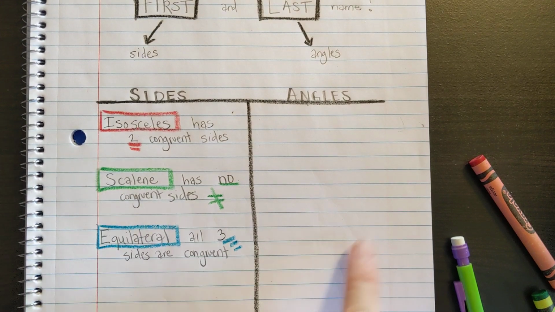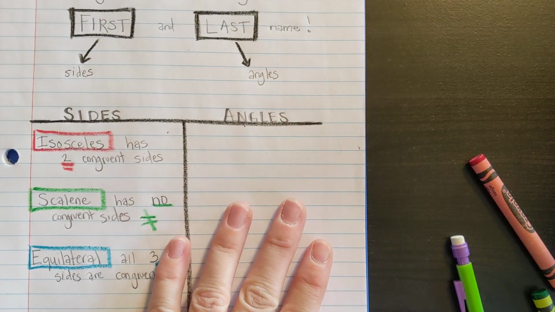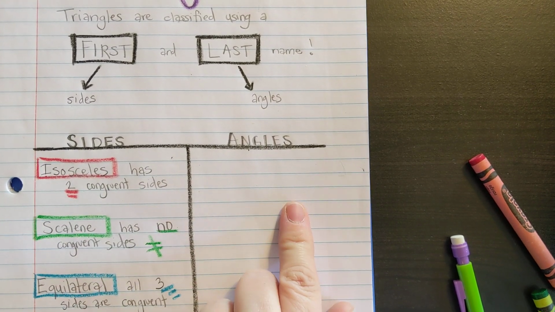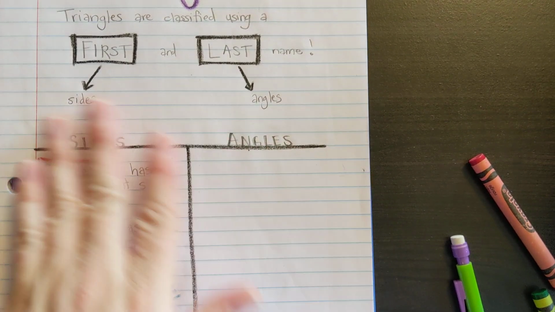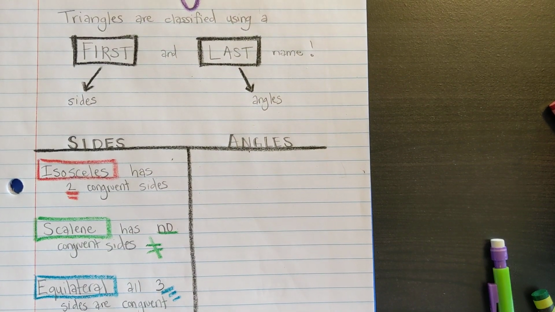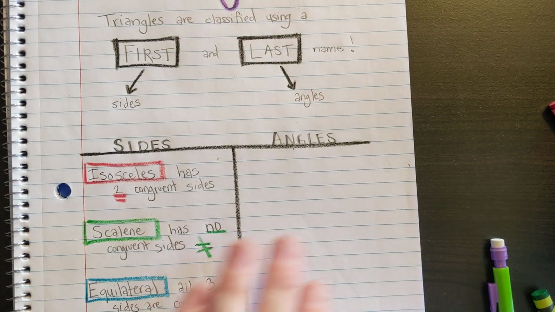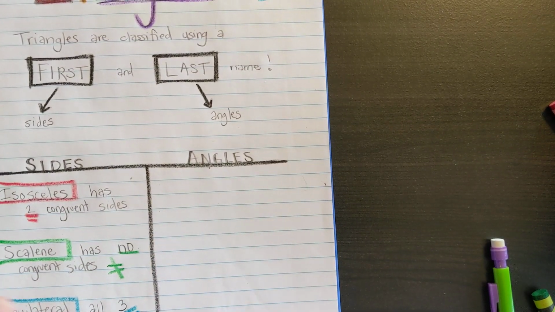Over here, a triangle can also be referred to by its last name, or its first and last name, or its last name, then its first name. But these are all of the names for a triangle based on its angles. So this is talking about the lines on the outside of a triangle, and now we're going to talk about the angle measurements on the inside.